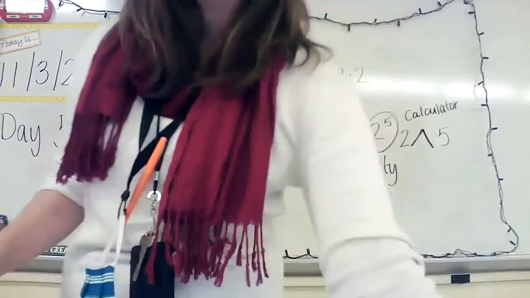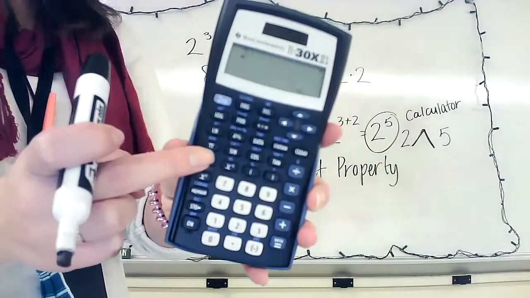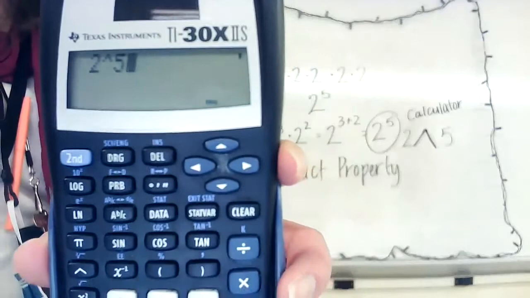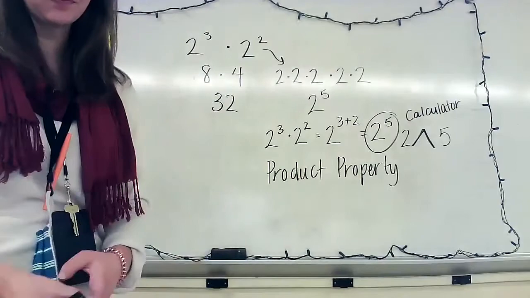See if I can pull it up on my calculator for you. The caret is right here. I know it's blurry. Equals 32, which we also got over here.